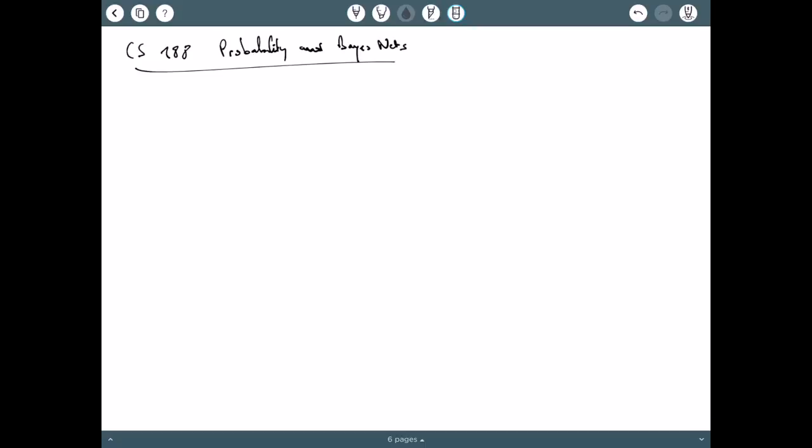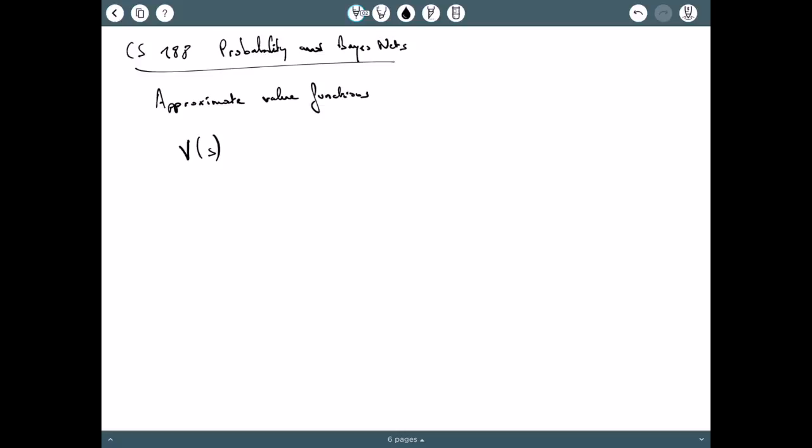Okay, so welcome to the 7th section of CS-188. In this section we will start with probability and Bayes nets, but before we do that, let's have a quick recap on approximate value functions.